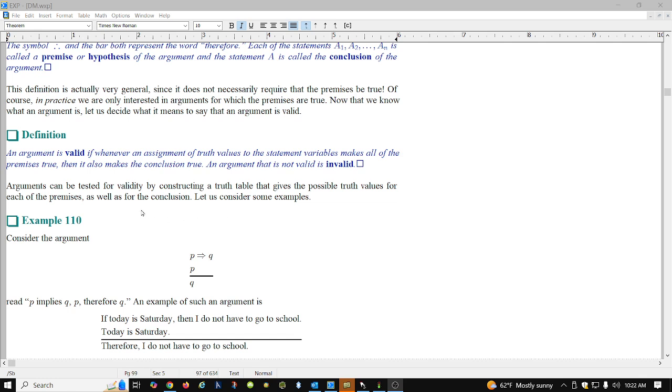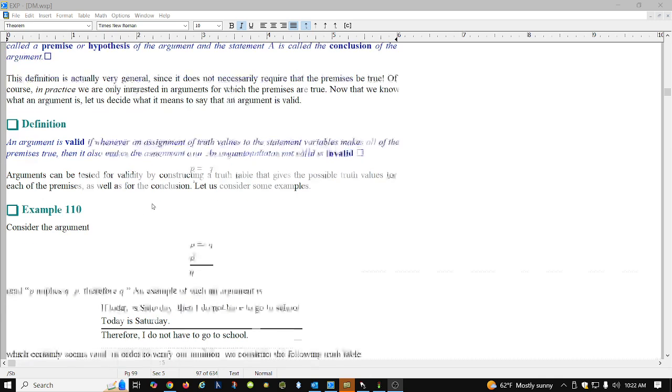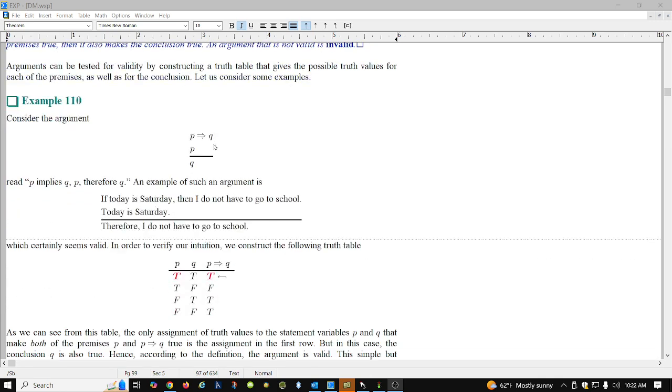So let's take a look at some examples. One way to determine whether an argument is valid or not is to construct a truth table. Here's a simple argument. P implies Q, P therefore Q. Here's an example. If today is Saturday, then I do not have to go to school. Today is Saturday, therefore I do not have to go to school. That certainly seems valid. I don't think anybody would argue that.